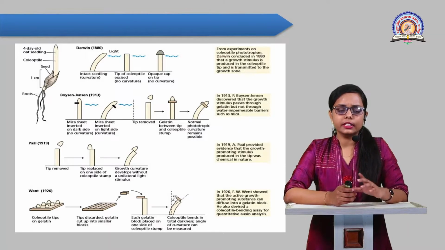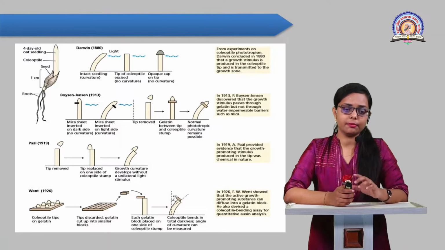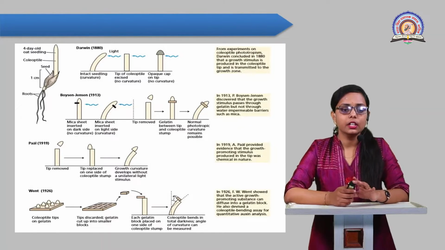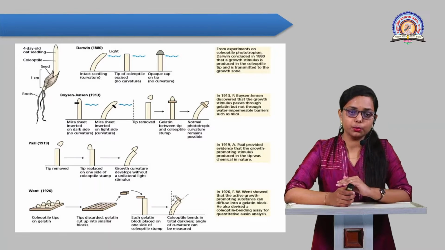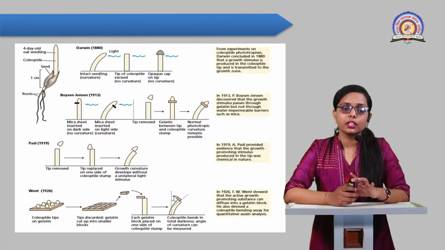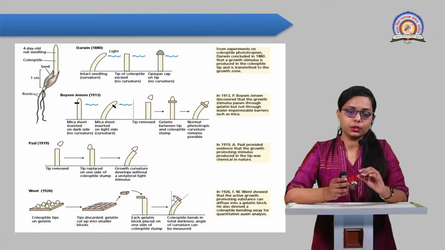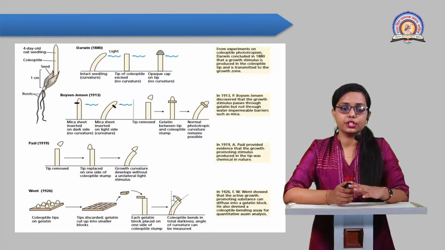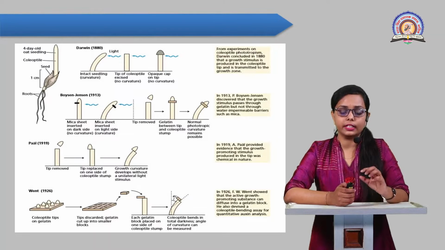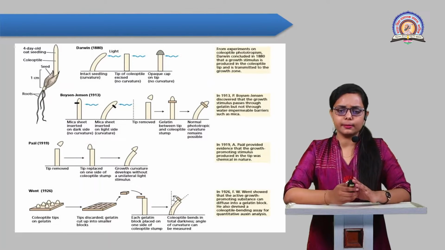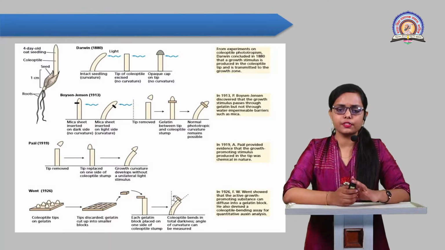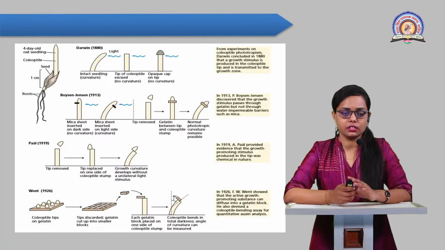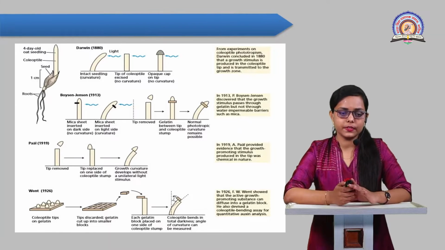Next, in 1990, Paal performed one experiment again. He removed the tip of the coleoptile again, and he placed that tip towards one side of the coleoptile, and even at that time it showed the curvature. So there was no change in curvature, or no change in bending towards the sunlight.